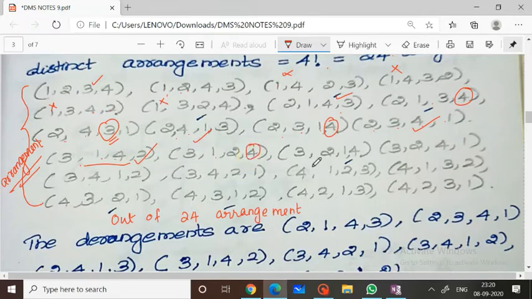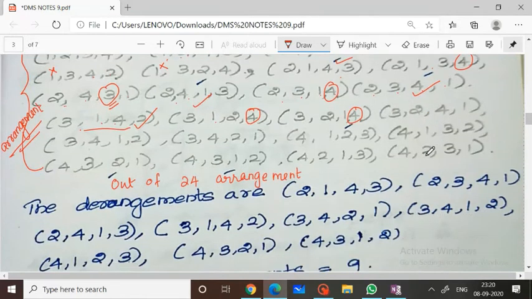No, 4 is in the last position. Here also 4 is in the last position. 3, 2, 4, 1. Is it a derangement? No, because 2 is in that position. 3, 4, 1, 2 is a derangement. 3, 4, 2, 1. Is it a derangement? Yes, it is a derangement. 3, 4, 2, 1. Yes.